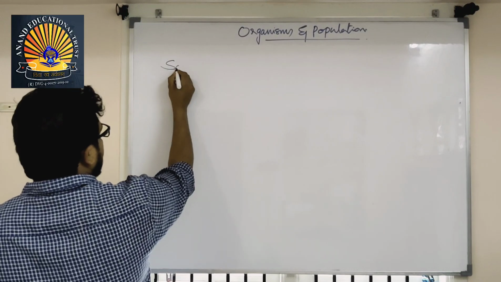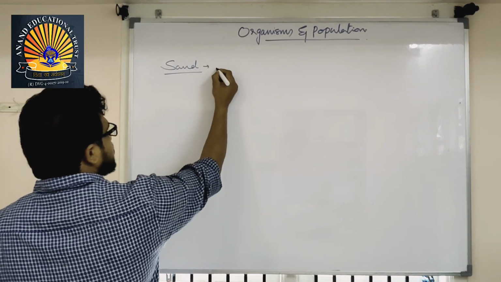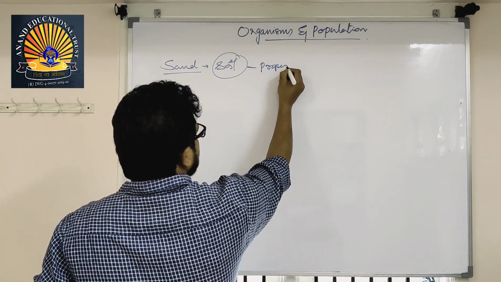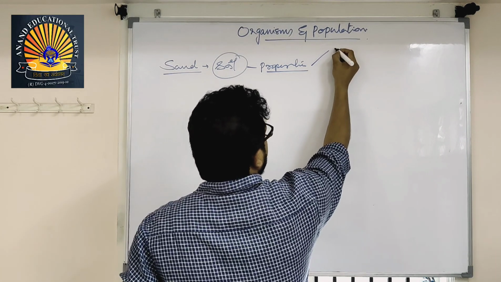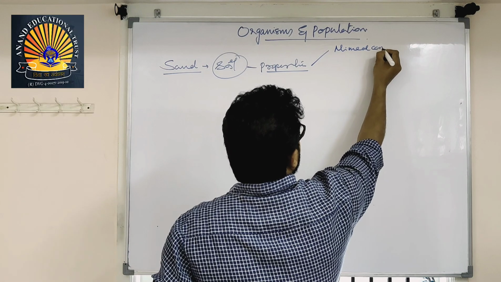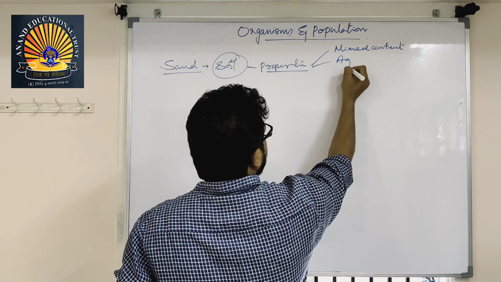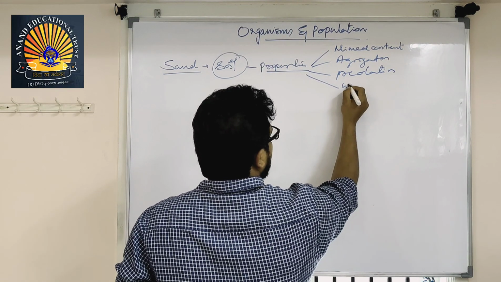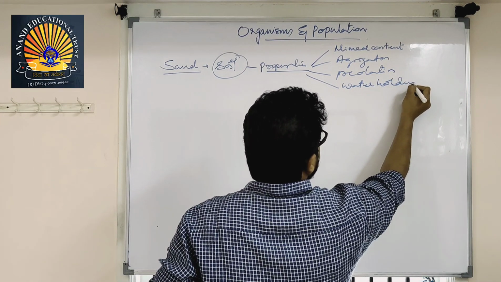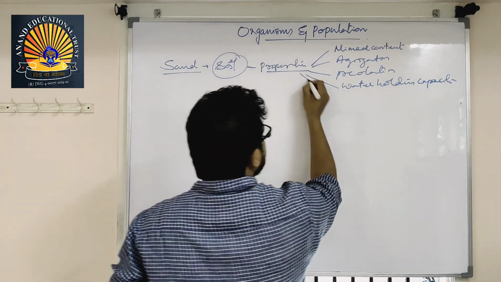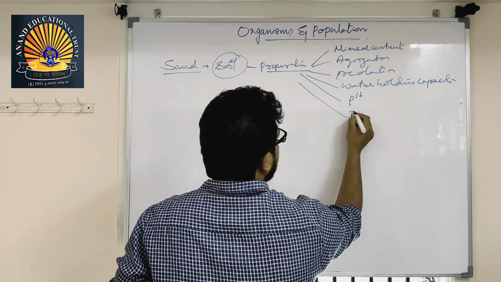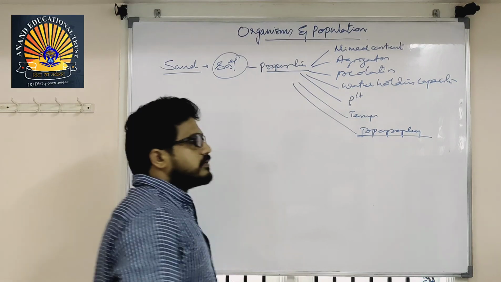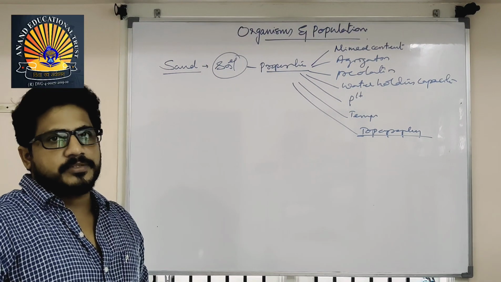What? The last biotic factor, that is sand. Sand is nothing but soil. Okay. The soil properties, if you observe, properties of soil, they should have mineral content, and also aggregation, and also percolation, water holding capacity, pH, temperature, topography. These all are very important for the living organism's existence, related to the soil properties.